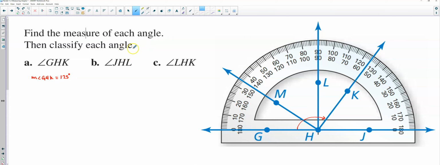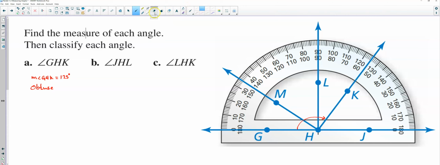Then classify each angle. Well, this angle is more than 90 degrees. Well, this is an obtuse angle. Then we're given angle JHL.